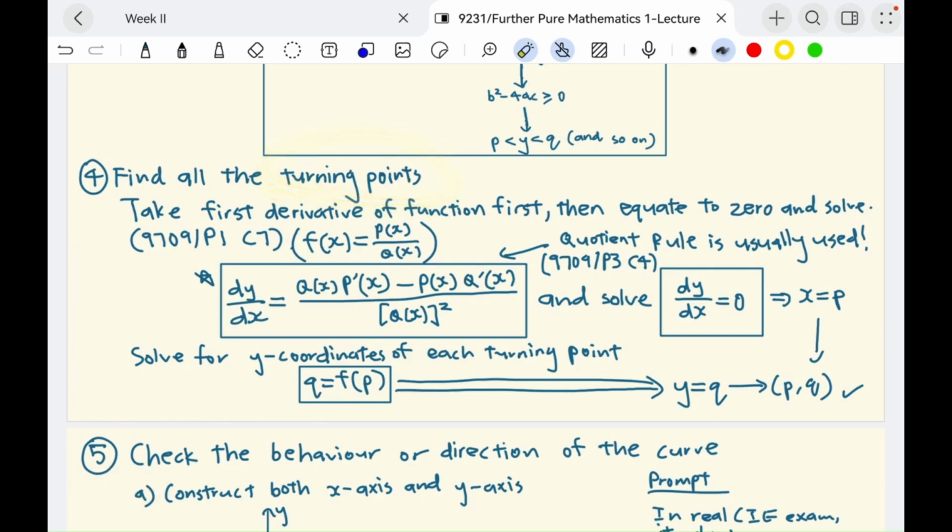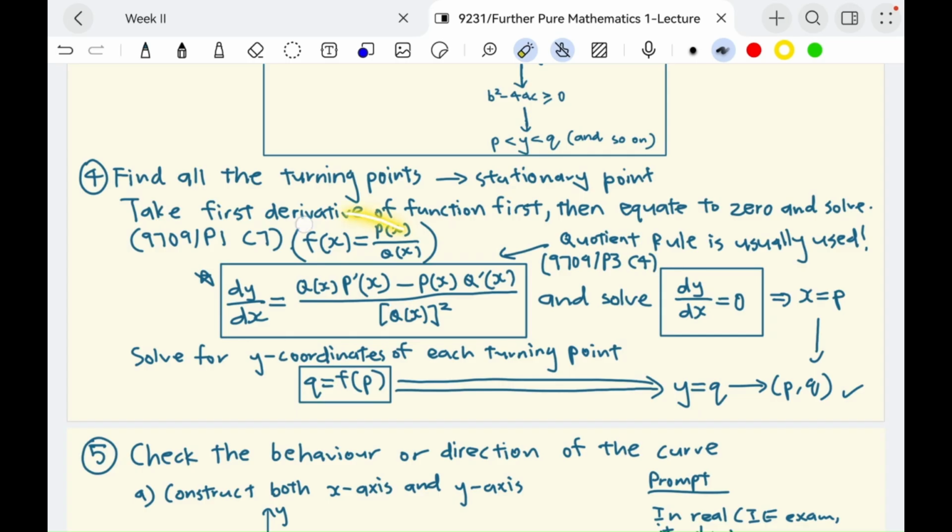Okay? So how to get the turning points? Ask yourself, what is a turning point? It's a stationary point, right? So how to get the stationary point? This one we have covered from 9709, paper 1, chapter 7, differentiation. It is the derivative that equates to 0 to get the stationary point, right? So you have to use that fact. Okay?